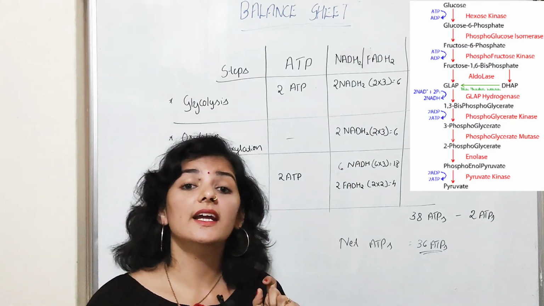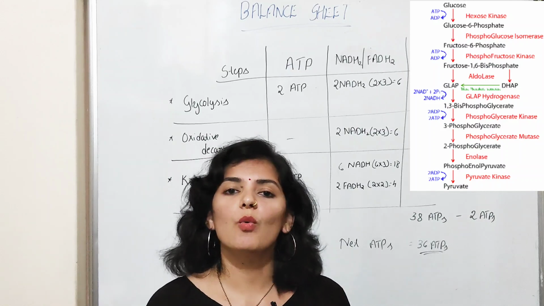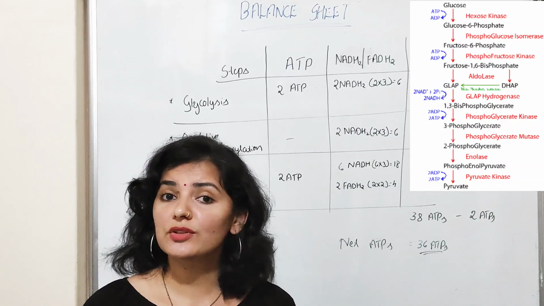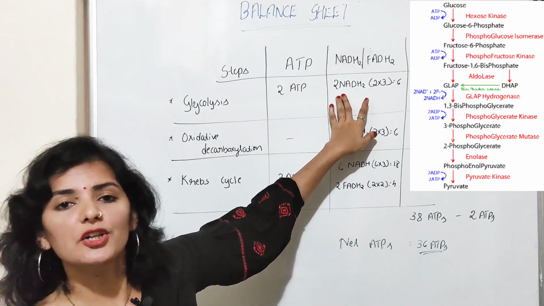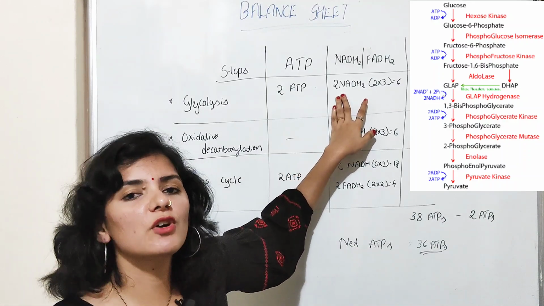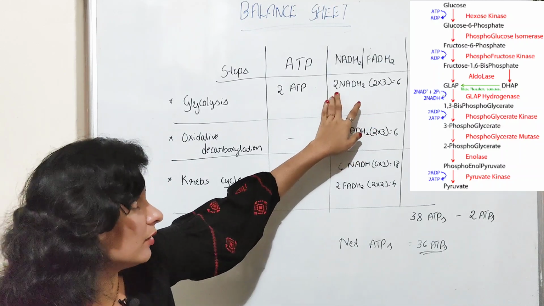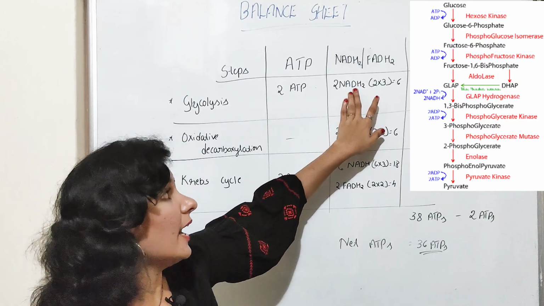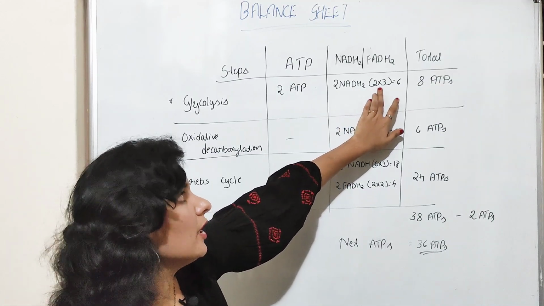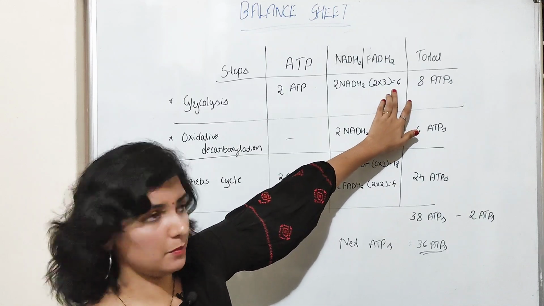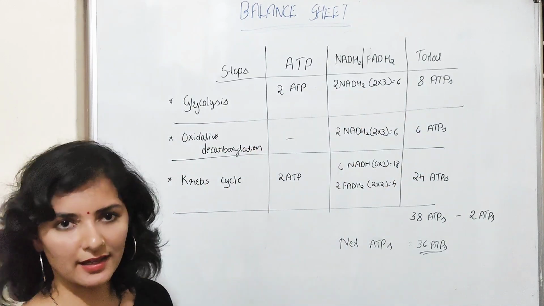In glycolysis, NADH is produced during the conversion of 3-phosphoglyceraldehyde to 1,3-bisphosphoglycerate. And you know that this reaction takes place twice. That's why 2 NADH are produced during the conversion of 2 molecules of 3-phosphoglyceraldehyde into 2 molecules of 1,3-bisphosphoglycerate. So a total of 2 NADH are produced, and each NADH can produce 3 ATP. That's why 2 molecules of NADH into 3, that is 6 ATPs. So a total of 6 plus 2, 8 ATPs are produced during glycolysis.